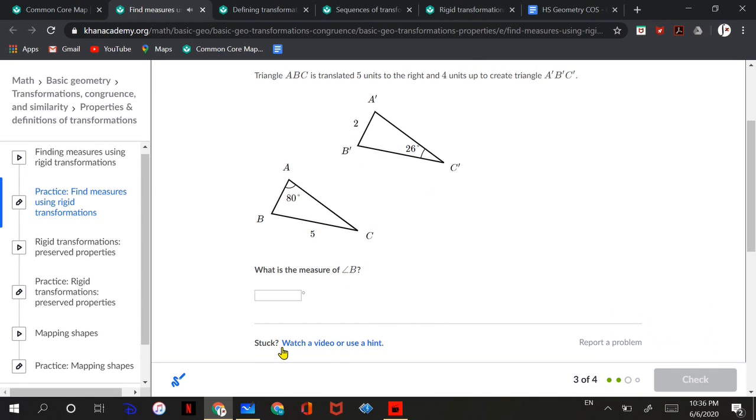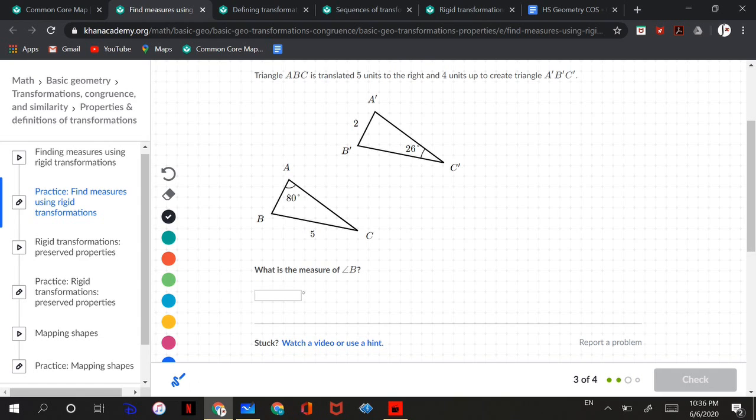What is the measurement of angle B? Okay, pause the video and do it. Okay, so we're told that it is translated by 5 units to the right and 4 units up. And so we know that they are congruent again. And then to find B, this B correlates with this B, and this A with that A. So knowing that, we know that this A is equal to 80.